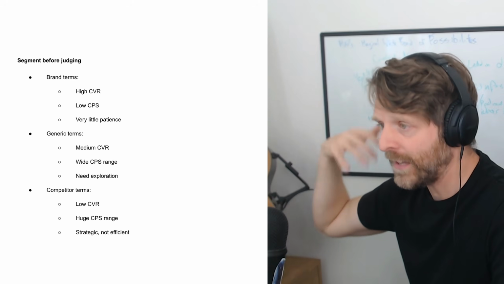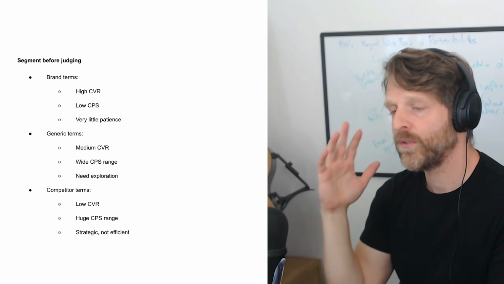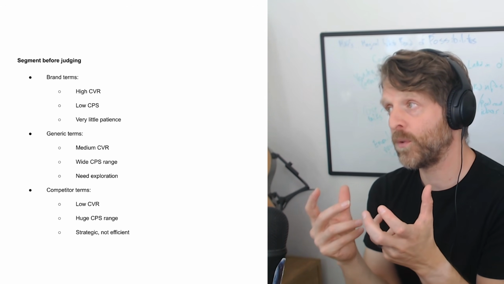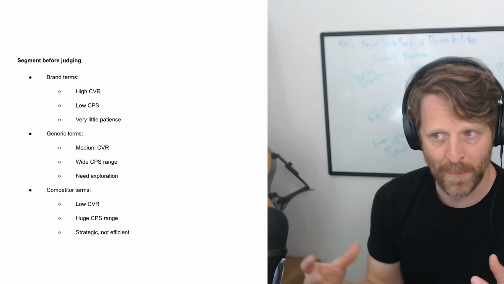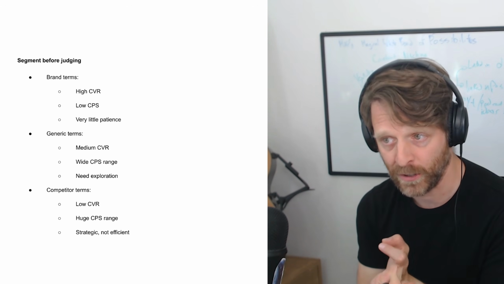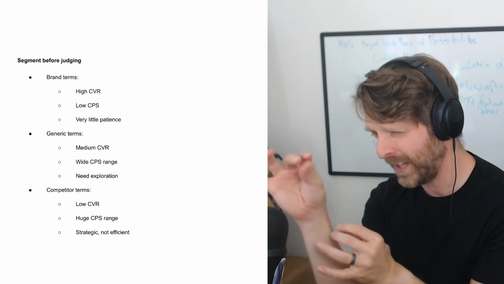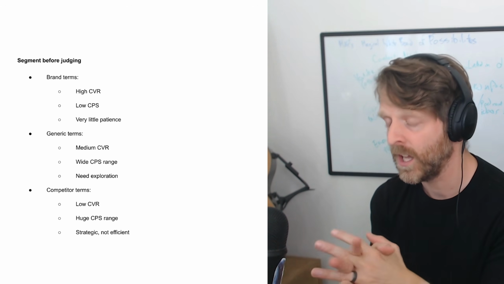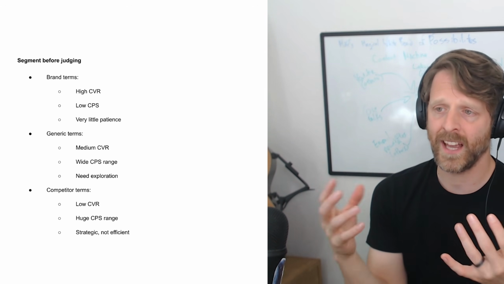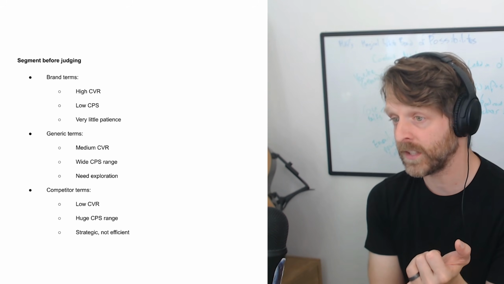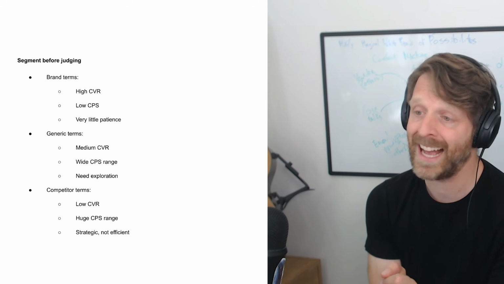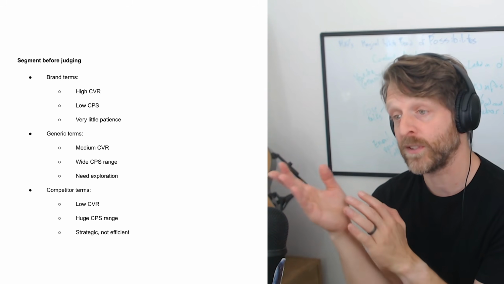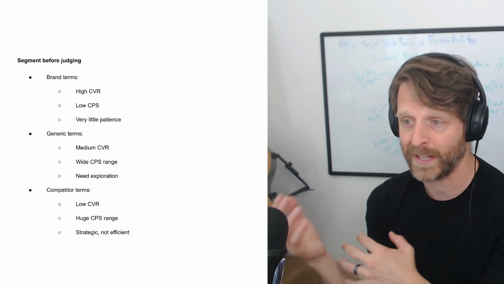You wouldn't want to kill off a bottom of funnel branded term by using the same measuring stick you would for a competitor term, right? These kinds of things happen. So if you were to qualify in 3 simple buckets, brand terms, generic terms, competitor terms, those are generally the 3 buckets. Each one of these could be parsed out a little bit more. But if you were just to break these out, branded terms, high conversion rate, low clicks per sale, you want to make quicker decisions because the conversion rate is so high. You don't need to wait so long to make a decision.